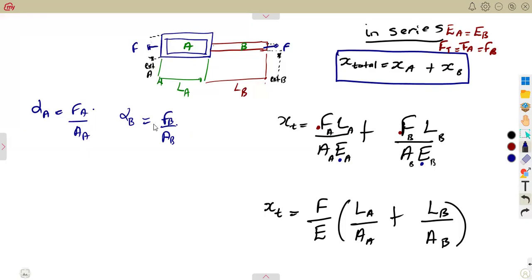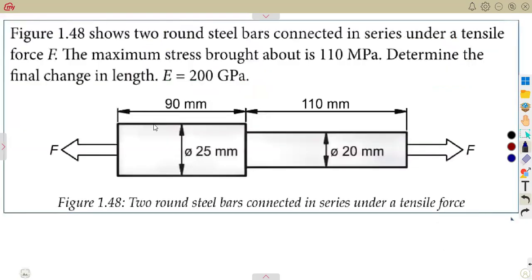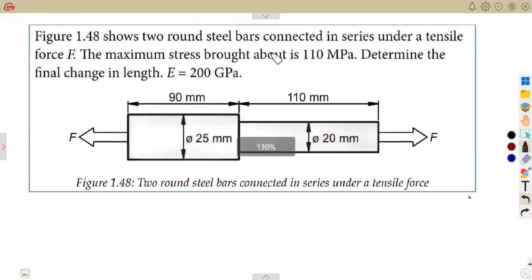So like I said, it depends on the situation, the condition of the question, the area, that part. But this is what you need in a series. The figure that we see here, Fig 1.48, shows two round steel bars connected in series under a tensile force F.